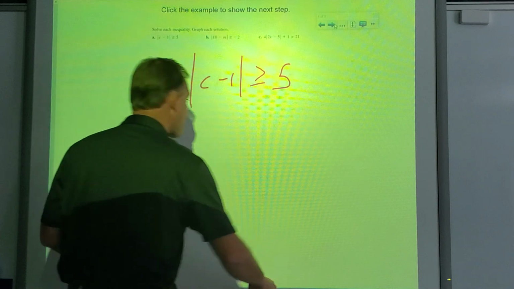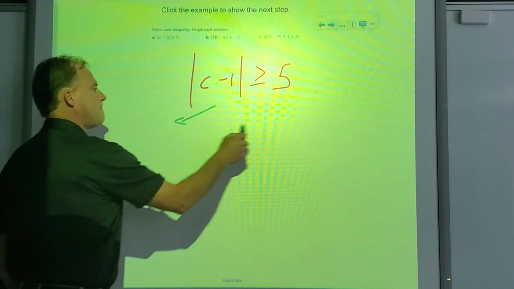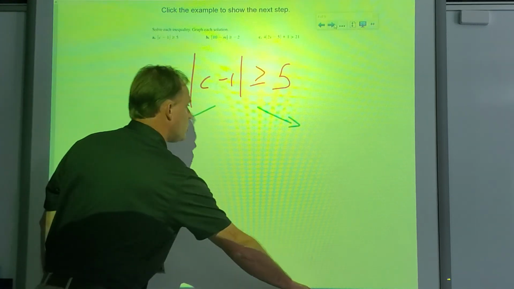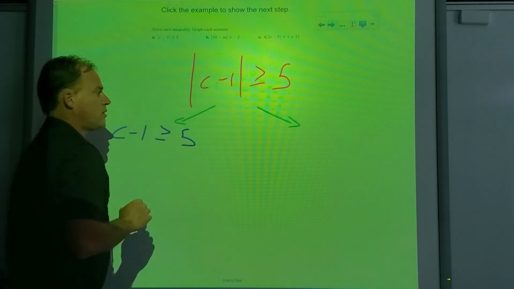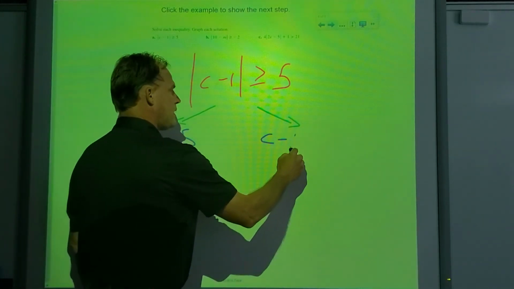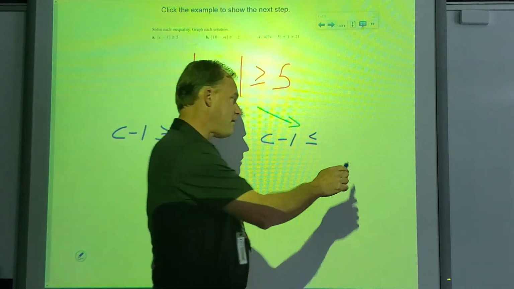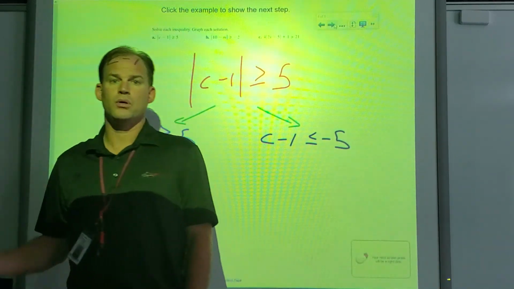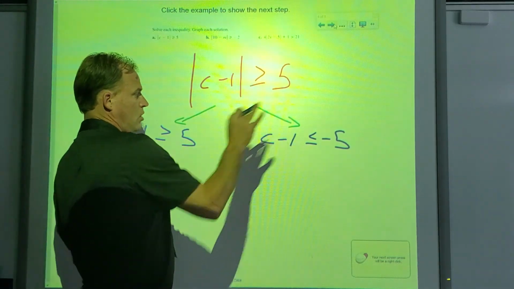So, I don't have to mess with negatives on this one, so go ahead and split it up into two equations. C minus 1 greater than or equal to 5, C minus 1 less than or equal to negative 5. Change the shape, change the sign, change the shape of your inequalities on these problems.